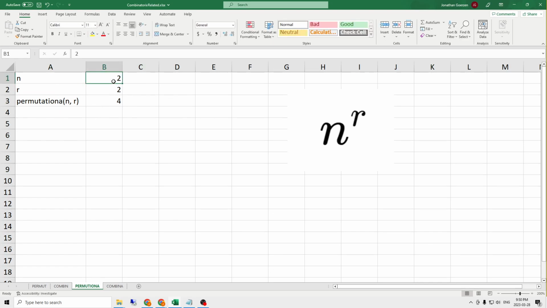Let's say we have n is equal to 2. Well, what does that mean? Well, this is like counting in binary. For example, in binary, you can only have the values 0 and 1. R is 2, which means we pick 2. This is always going to be two-digit numbers.